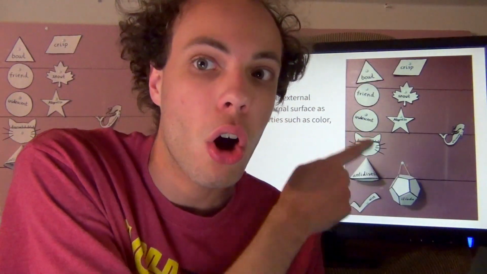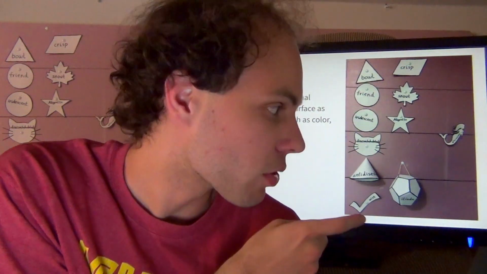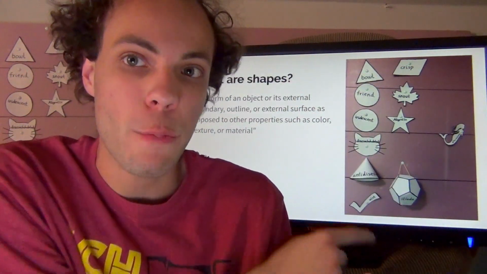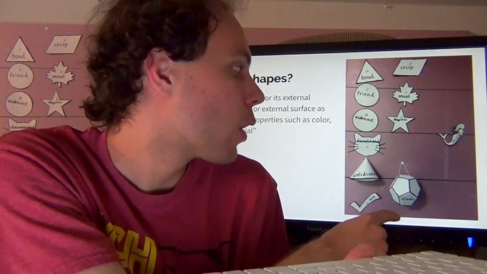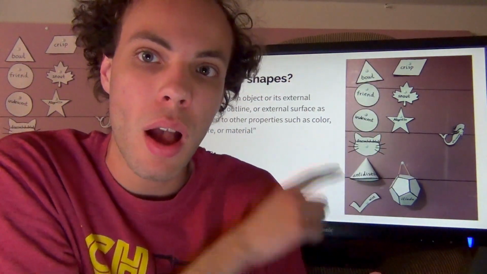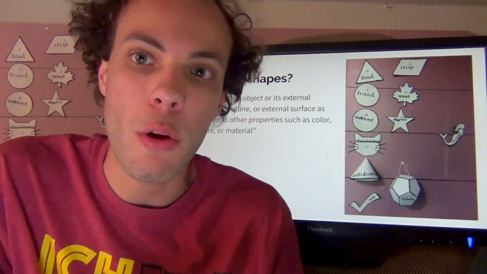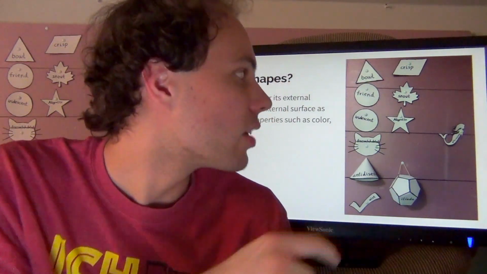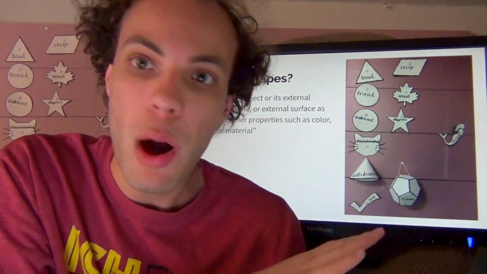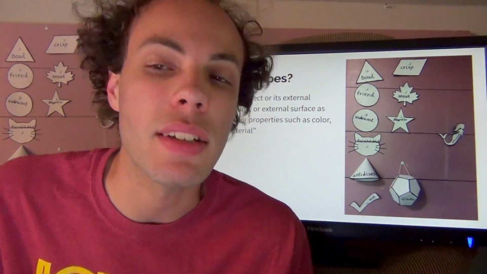So here are some examples of shapes. The fact that they are on paper, the fact that they are white with black outlines, the fact that they have your favorite words on them, that is not part of the shape. The shape is just the form without any of those details taken into consideration.